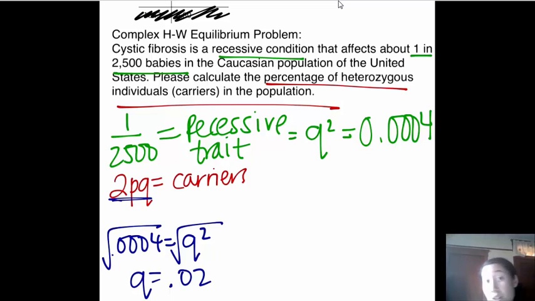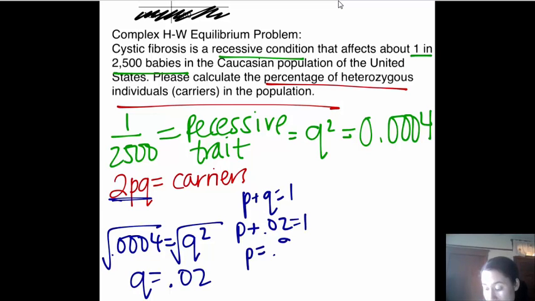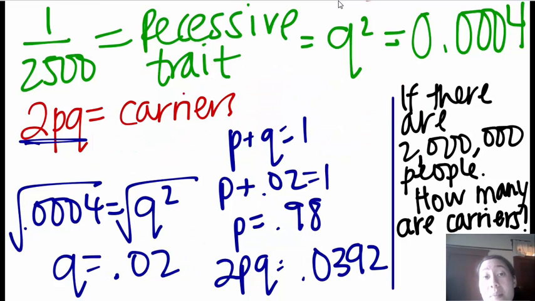All right, now that I've found Q, I need to find 2PQ in the end. So in order to do that, I'm going to have to use my P plus Q equals 1. P plus 0.02 equals 1, which means that P is going to be 0.98. Be really careful with your decimal points. I actually did this before and made a mistake with my decimal points and had to go back and refilm it for you. So now that I have P and Q, 2 times P times Q, 2 times 0.02 times 0.98 on my calculator gives me 0.0392.